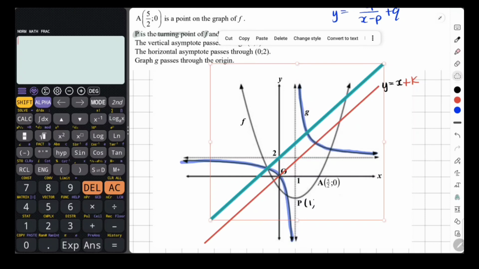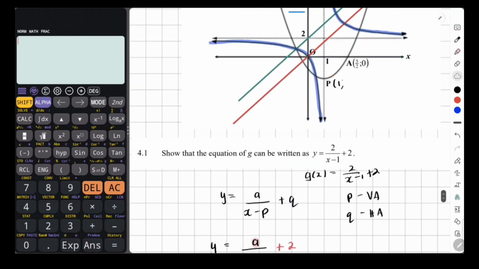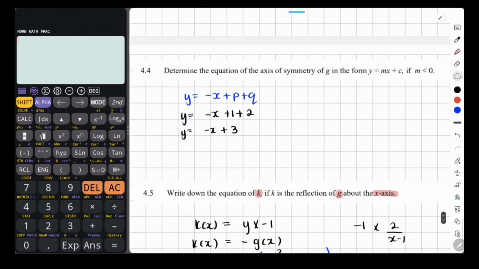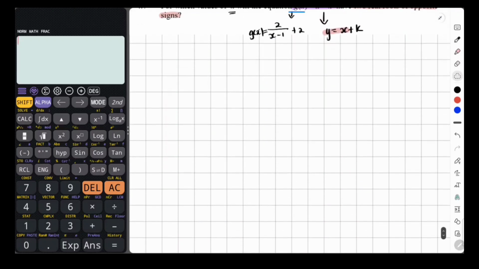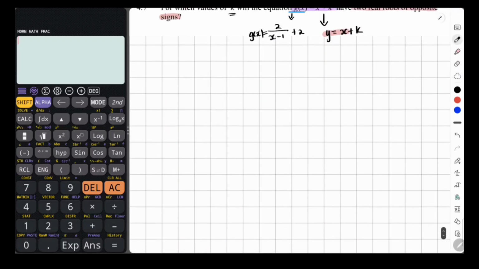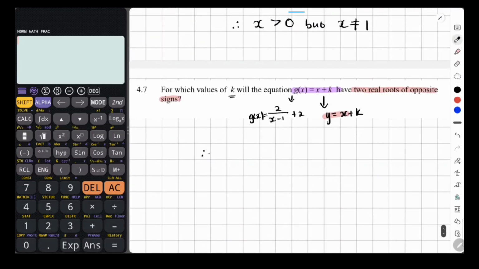The points of intersection, or their roots, have opposite signs. So we just have to make k greater than 0, and that's what would work. Okay, so for that last question, k just needs to be greater than 0. Therefore, in this one, k needs to be greater than 0. Okay, and that concludes it for question 4.